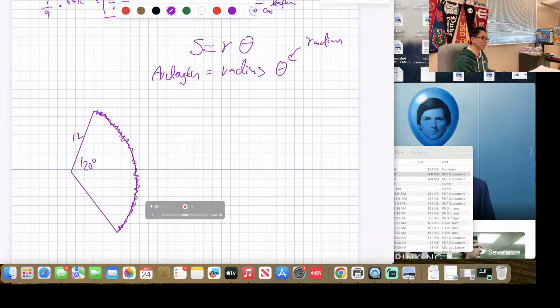Actually, on the SAT, sometimes they ask you for the perimeter of this. So you're going to add the arc length plus the 12 and 12. Does that make sense? If I ask for the perimeter of the shape rather than the arc length, it's a little bit different.